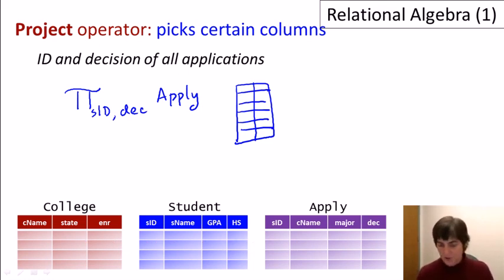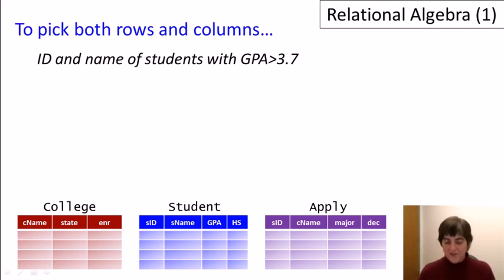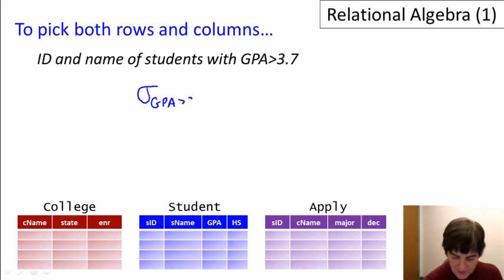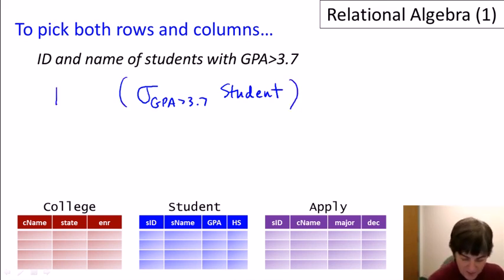So the general case of a project operator is the projection, and then a list of attributes, can be any number, and then a relation name. Now, what if we're interested in picking both rows and columns at the same time? So we want only some of the rows and we want only some of the columns. Now we're going to compose operators. Remember that relational queries produce relations. So we can write a query, say, with the select operator of the students whose GPA is greater than 3.7. This is how we do that. And now we can take that whole expression, which produces a relation, and we can apply the project operator to that, and we can get out the student ID and the student name.